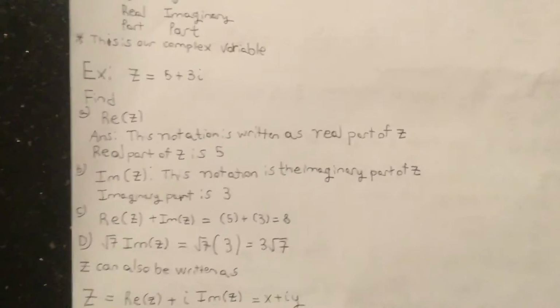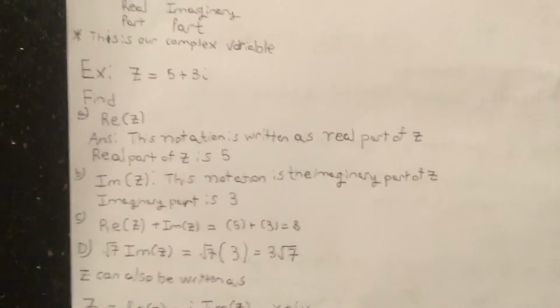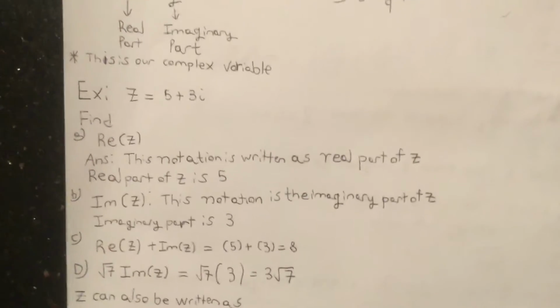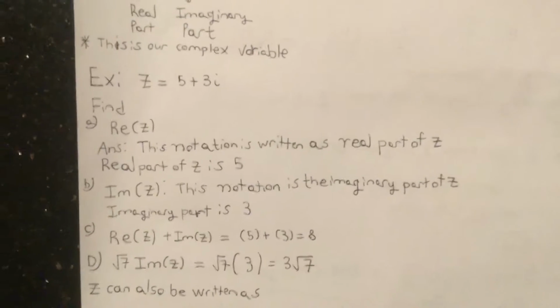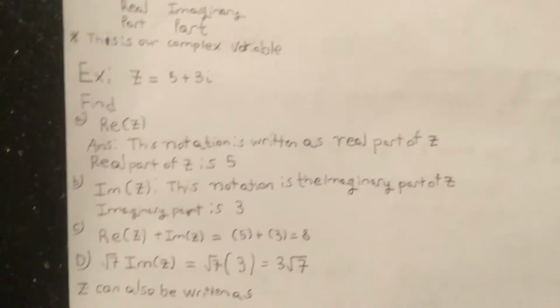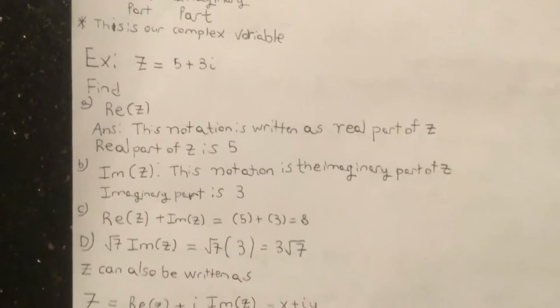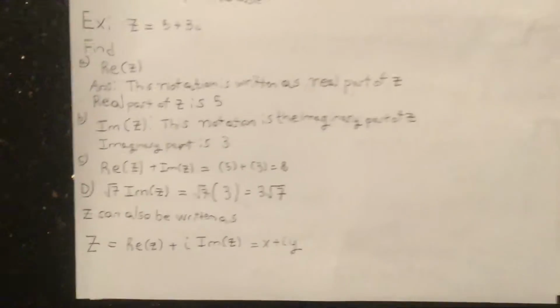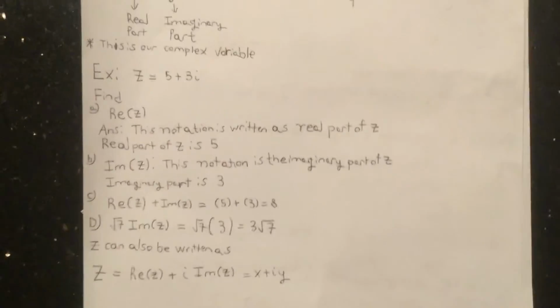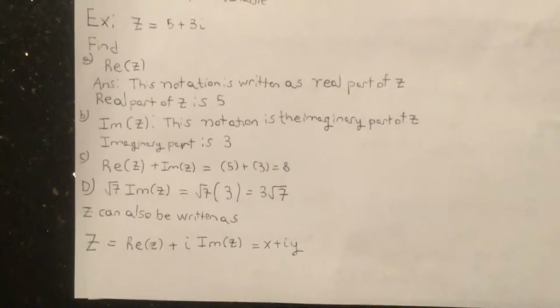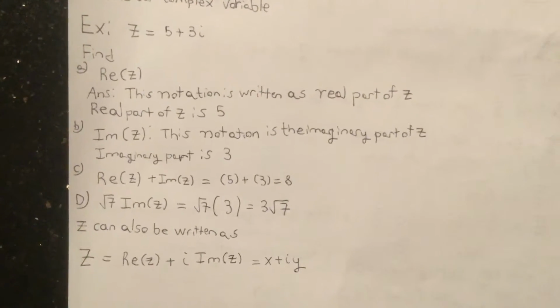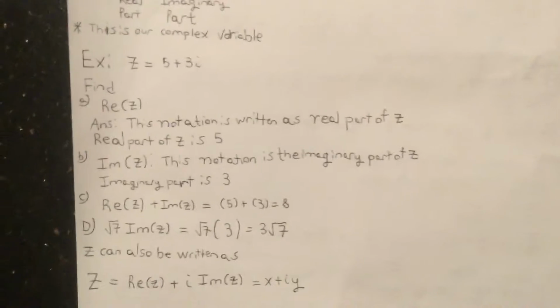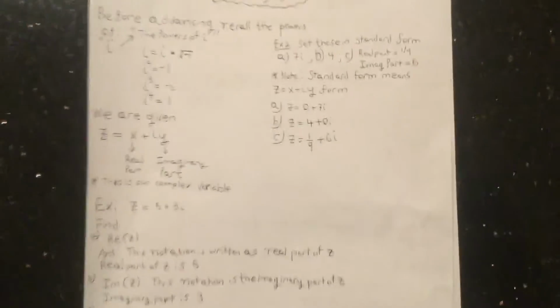The real z plus the imaginary z. You just add up 5 plus 3 and you get 8. Now, square root of 7 times imaginary z is equal to 3 root 7. z can also be written as the components of z, which is equivalent to real z plus i times imaginary z, equal to x plus iy.